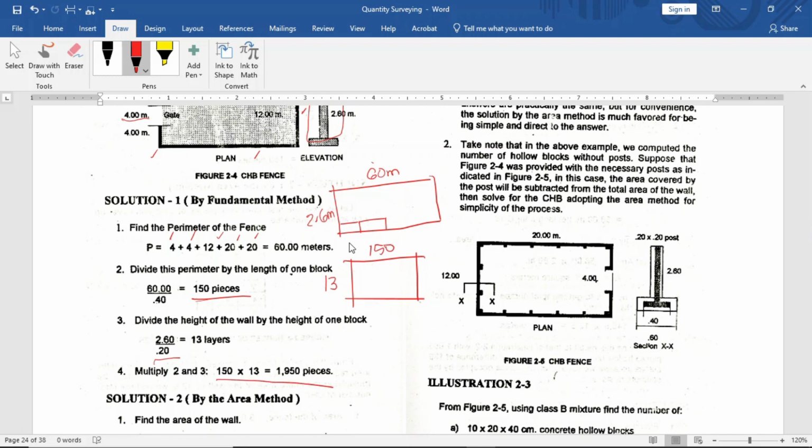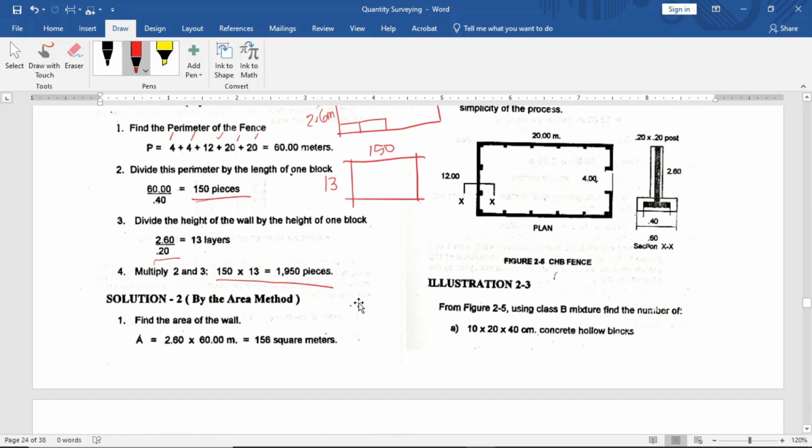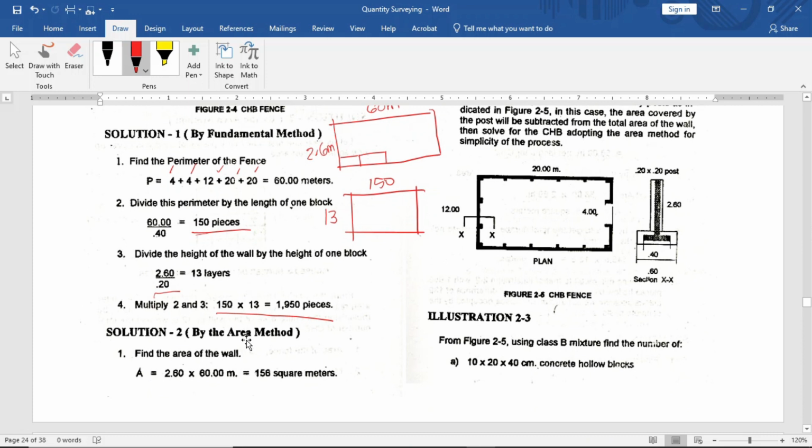So, kung 150 pieces yung kailangan para sa length, tapos 13 layers naman para sa height, times lang natin. So, by area method, ito lang. Yung length, yung height times the perimeter. So, simpleng mensuration lang yung gagawin natin. So, 2.6 by 60 meters is 156 square meters.